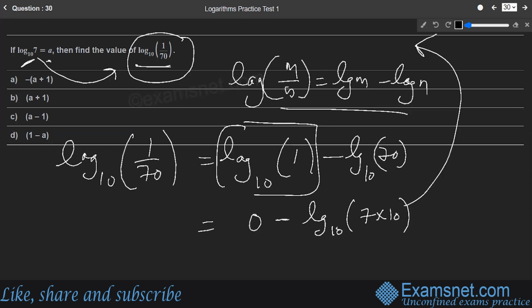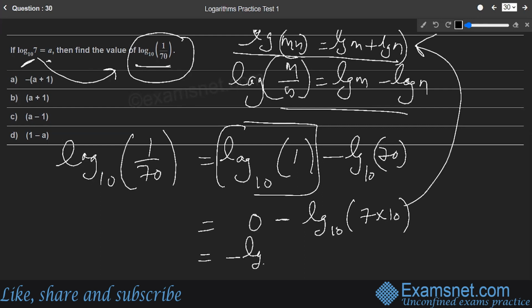Whenever the terms are in the product form, like log m into n is nothing but log m plus log n. You know that clearly. Whenever the log terms are in the product form, they can be separated by giving a plus sign in between. So clearly we can write this as minus of log base 10 7 minus of log base 10 10.